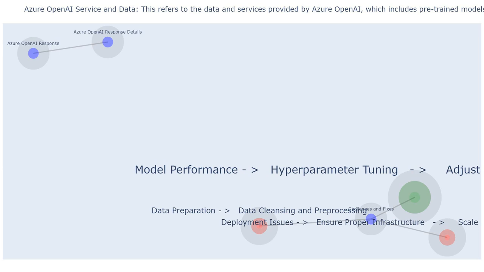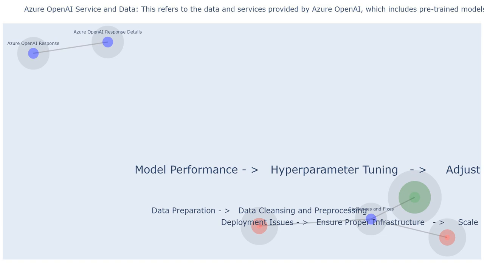Model performance. This refers to the model's ability to make accurate predictions or classifications based on the training data. Hyperparameter tuning. This involves adjusting the parameters of the model during training to optimize its performance. Adjust learning rate. Fine-tuning. The learning rate can significantly impact the model's training speed and stability. A well-chosen learning rate allows the model to converge quickly without overfitting the training data.